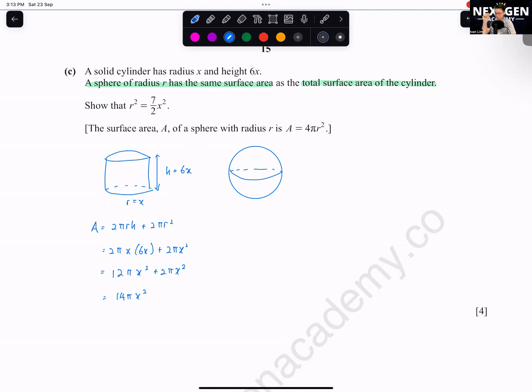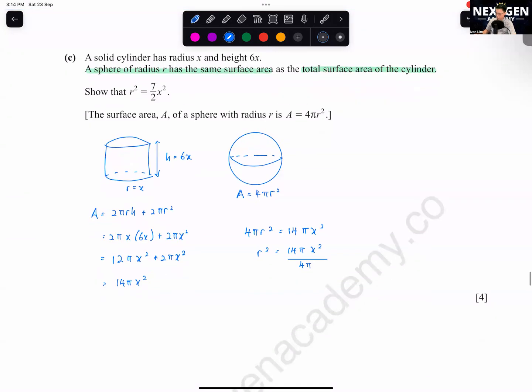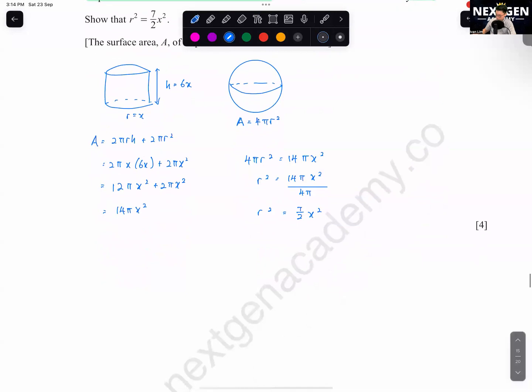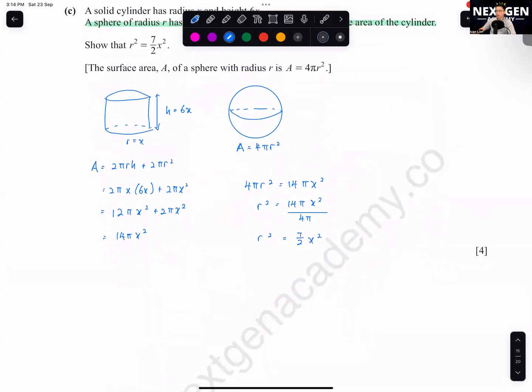Okay, the surface area of both of them is the same. So the area for the sphere is 4 pi r squared. So we equate both areas together. 4 pi r squared equals 14 pi x squared. You want to show r squared, so I will divide by 4 pi. R squared will be 7 over 2 x squared. Proven.